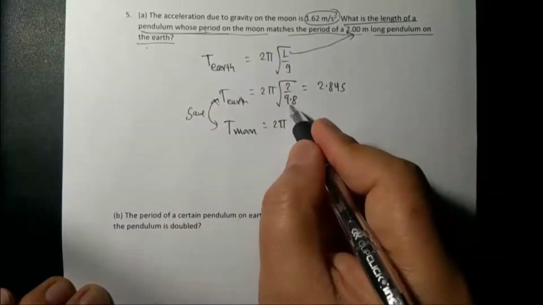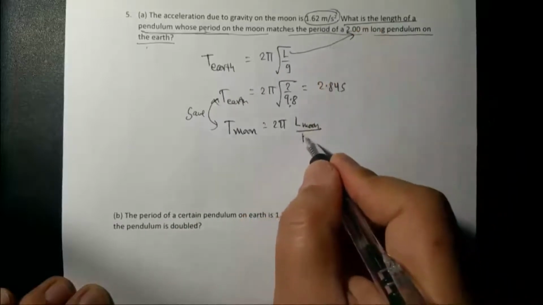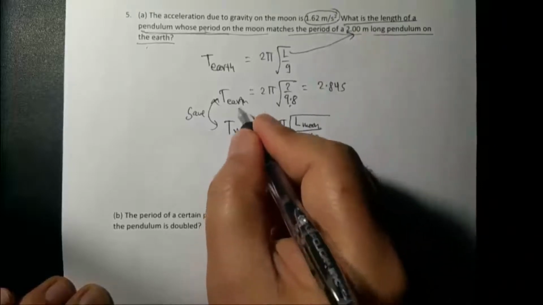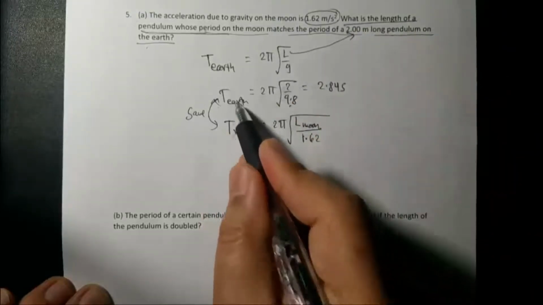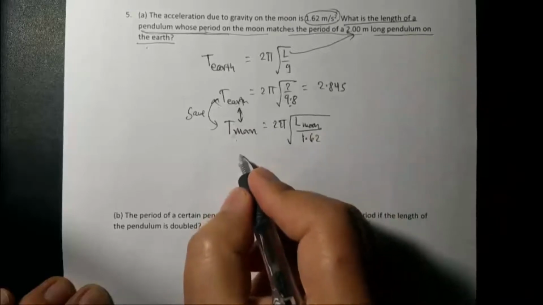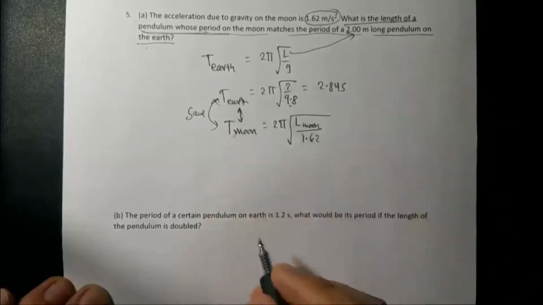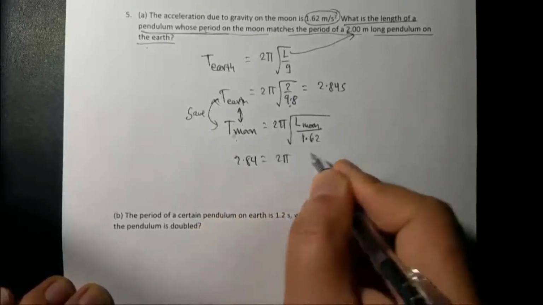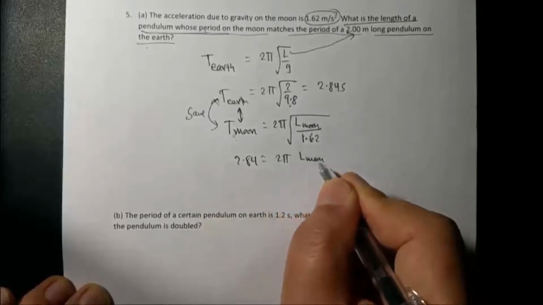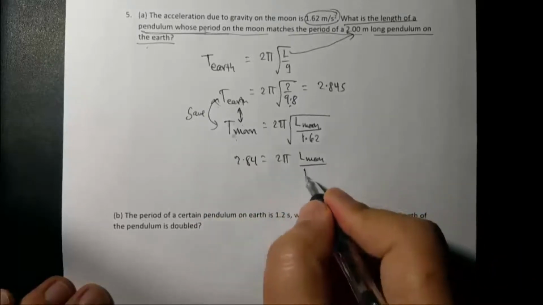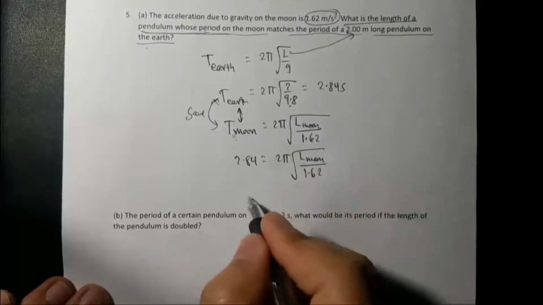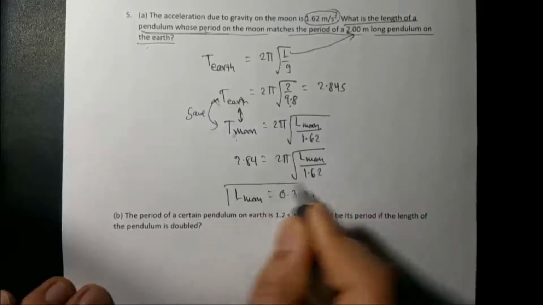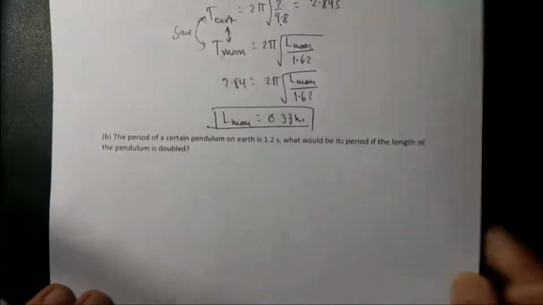And on the moon, actually, don't use 9.8. The moon's gravitational acceleration is this. So T moon is, it says with the same time period, right? To have the same time period, what's the length of the pendulum you need on the moon? So it's 2.84 equals 2 pi. So we are finding the length of the pendulum required on the moon. Just solve this for L. So 0.33. You just need a much shorter length to have the same time period.